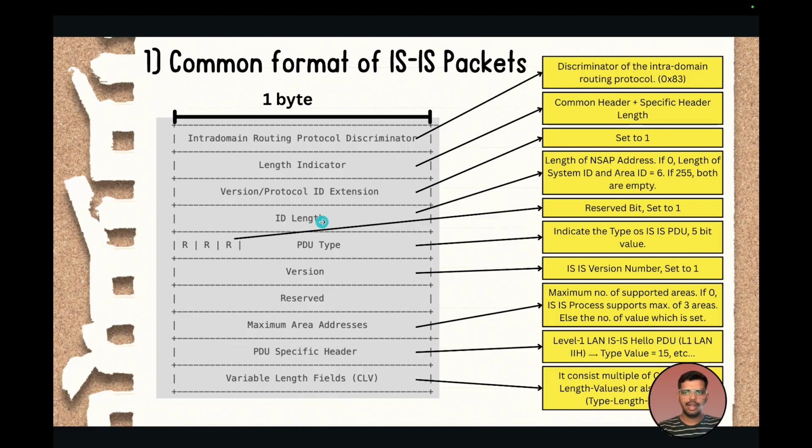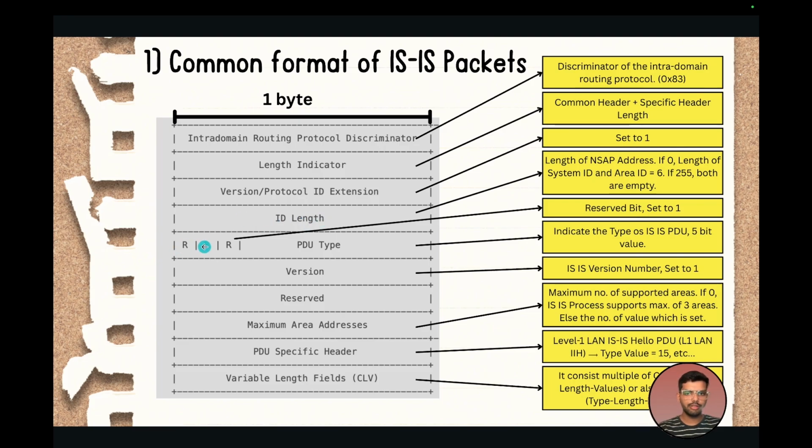Then this is the ID length. ID length is nothing but the IS-IS addressing scheme, so the length of an NSAP address. An NSAP address, as you might know, consists of the area ID, system ID, and the N selector that we have seen in this video, and in the last video also, right? So if it is set to 0, the length of both system ID and area ID is equal to 6 bytes. If it is all ones, that means 255, both are empty. So that's the way of interpreting the ID length.